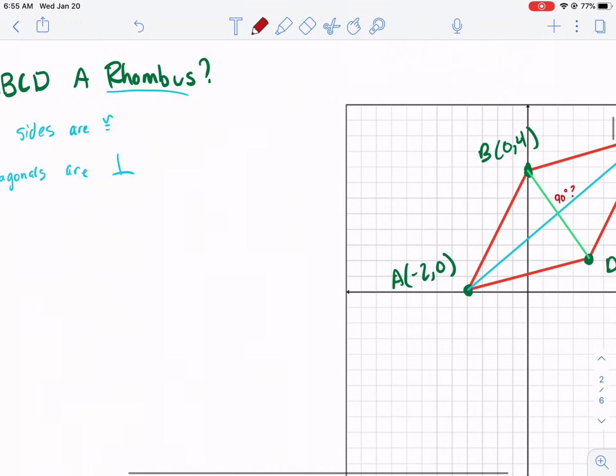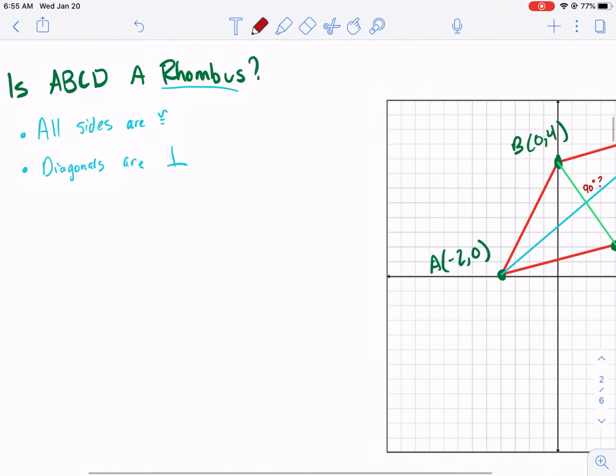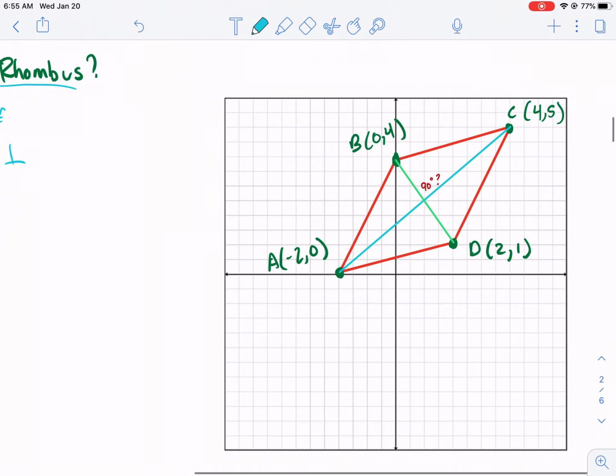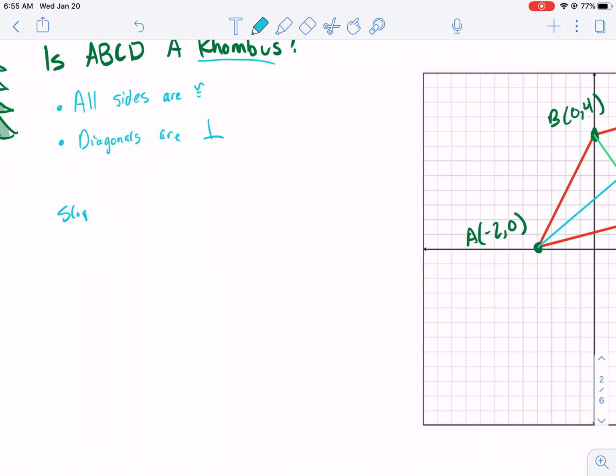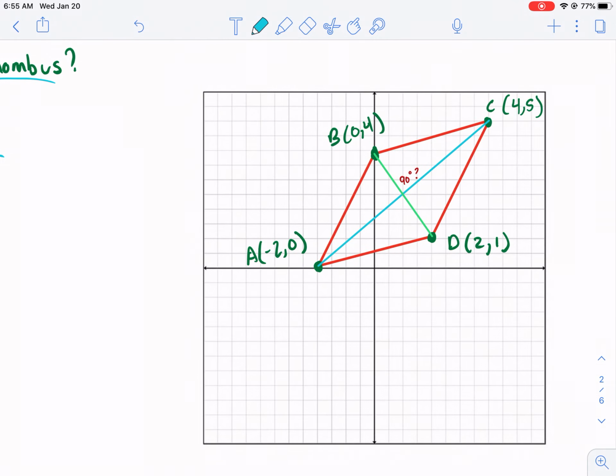So is this 90 degrees? That is the question. So let's go ahead and start with the slope of AC. The slope of AC is going to be equal to y2 minus y1 over x2 minus x1. My y2 here, well, let's call this y2, this one x2, this one x1, y1.